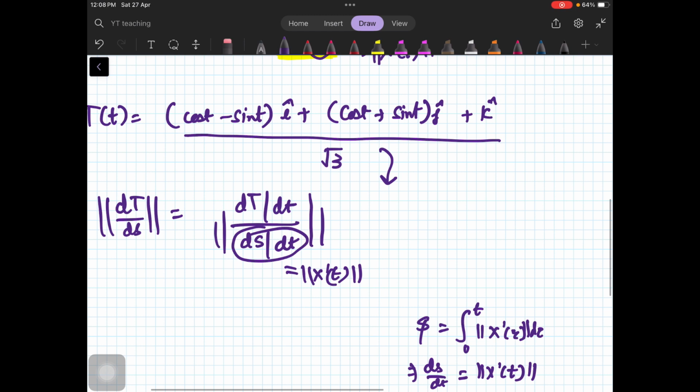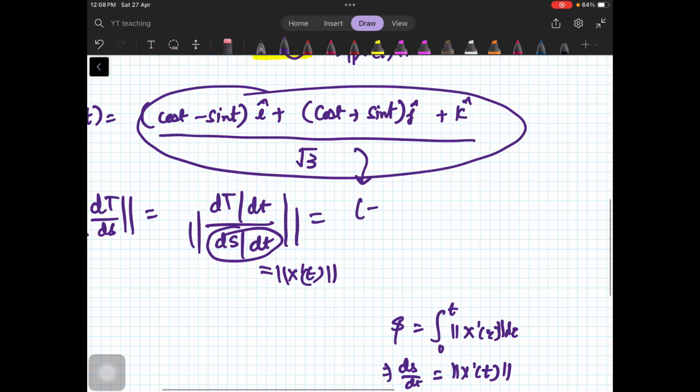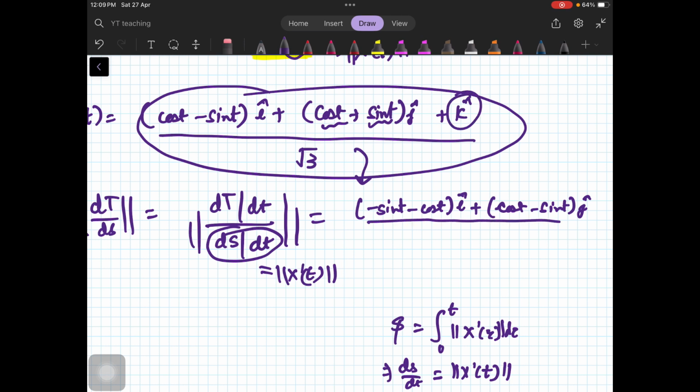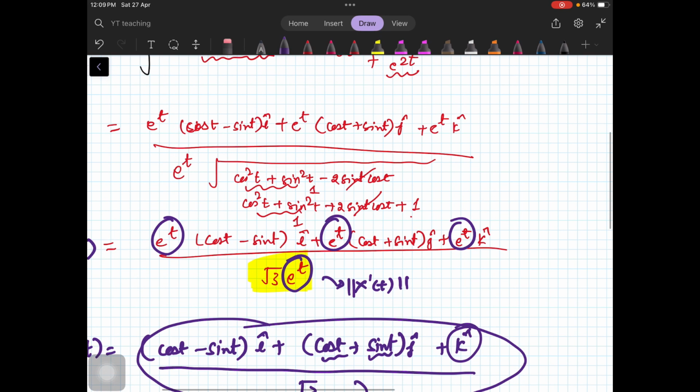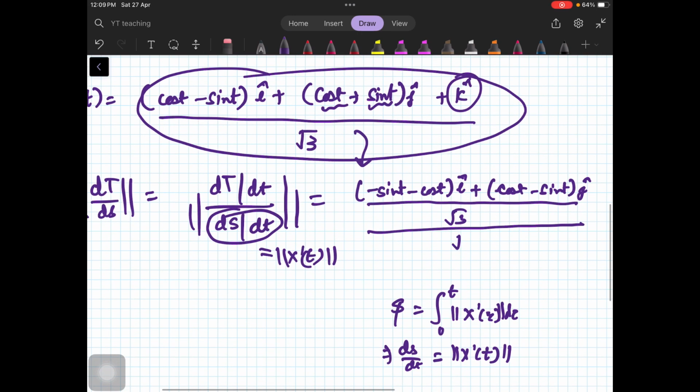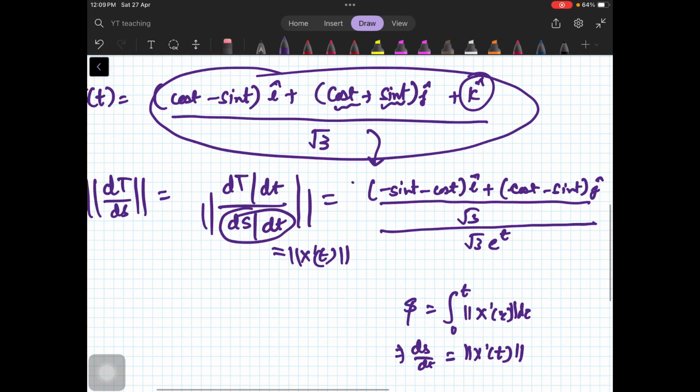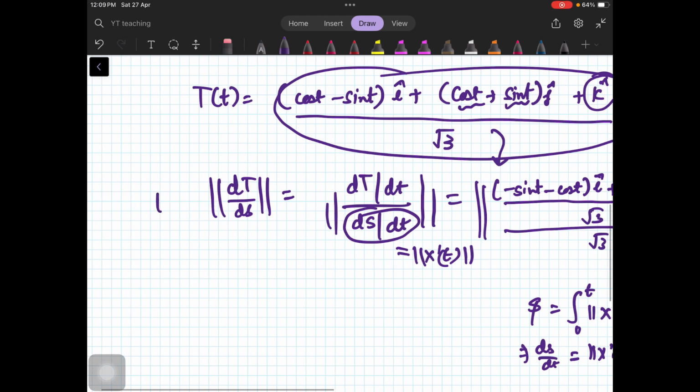So you are going to get from here, this is equal to, you just differentiate this, so you'll get (minus sin t minus cos t) i cap plus (cos t minus sin t) j cap. I did cos t for this and minus sin t for this. And for k, it is going to be 0. And then there is a root 3. And then in the denominator, we know this is what we calculated, this was root 3 e raised to power t. So we'll put root 3 e raised to power t. Is that okay? So this is your dT by ds. And then we have to take its modulus. That is going to give me my curvature kappa.